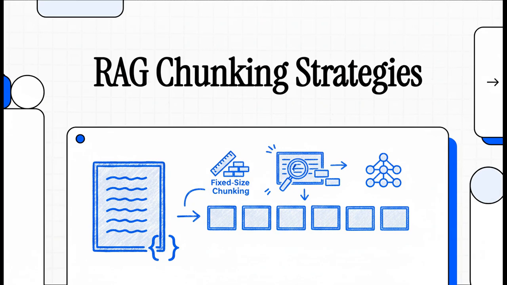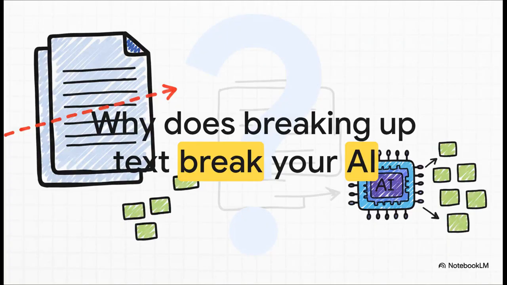All right, let's get right into it. If you're building anything with retrieval augmented generation, RAG, there's one single piece of the puzzle that is an absolute make or break for your entire system, and that's chunking. Getting this right is, seriously, everything. So why is this one little step so critical?